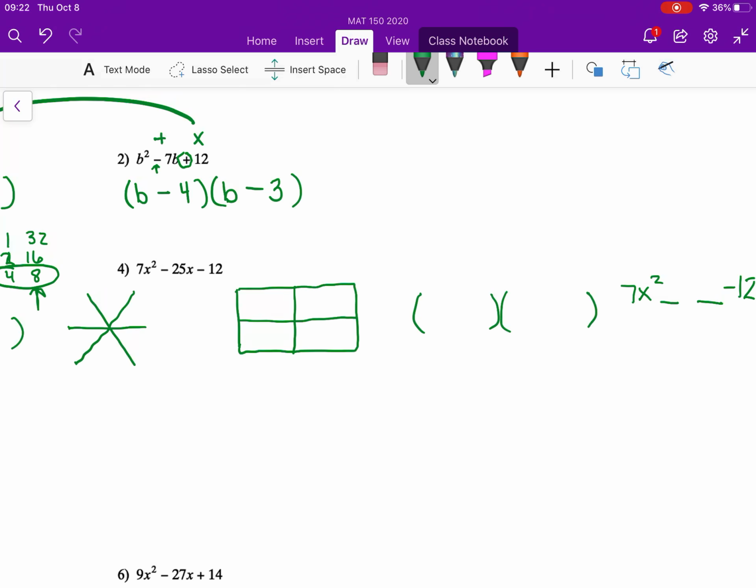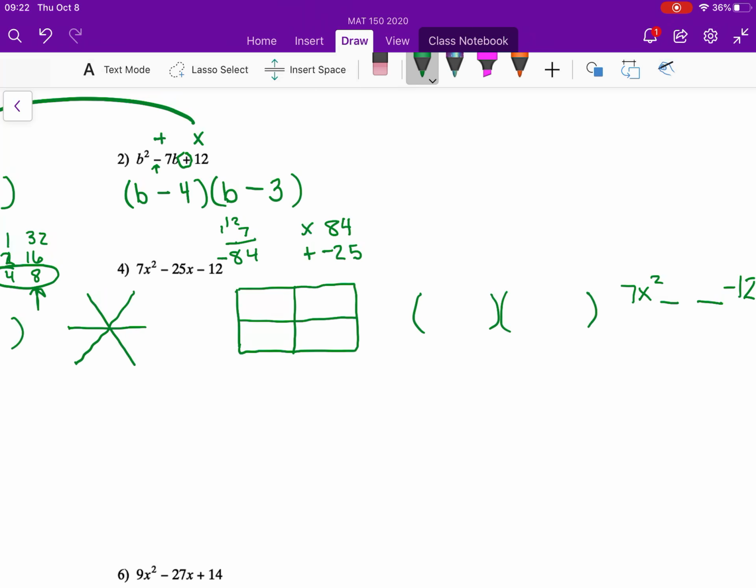Okay, no matter which way you use, the first thing you've got to do is, so this one's kind of big, 7 times 12 is what? 84. Okay, I need to know what multiplies to get 84 and adds to get negative 25. And actually, this is going to be a negative because your A is positive and your C is negative.